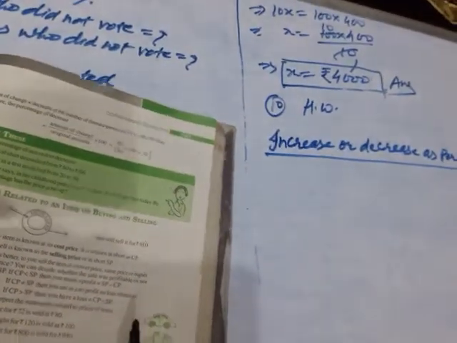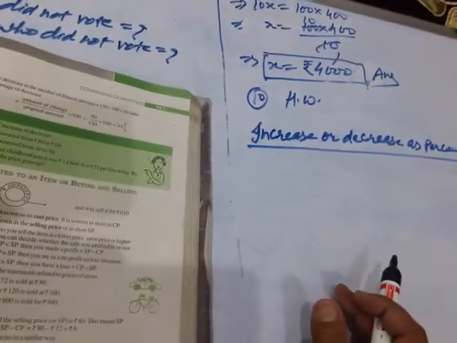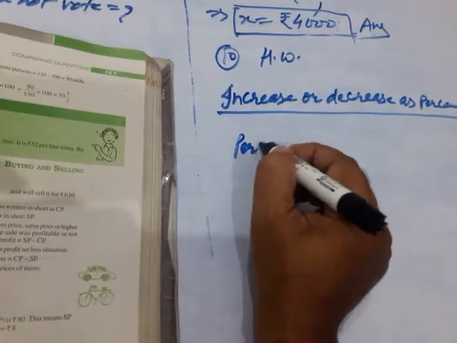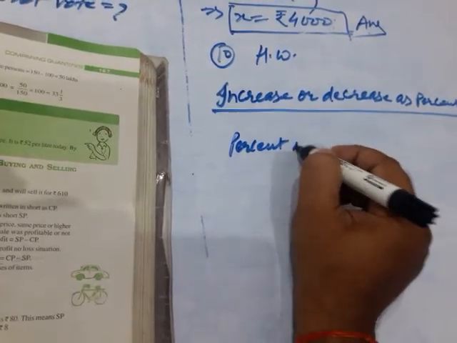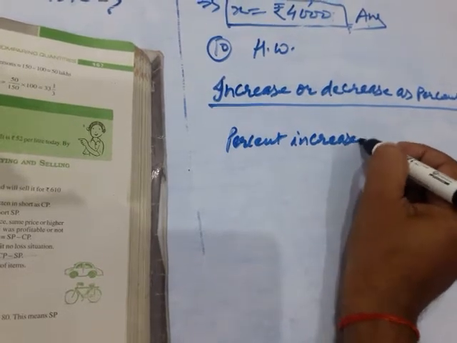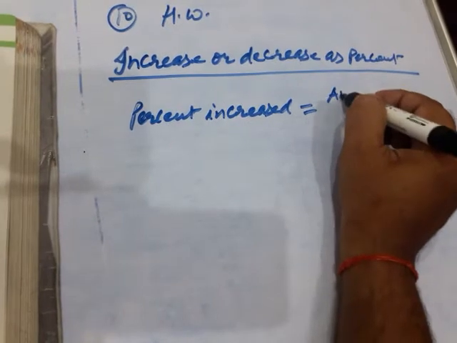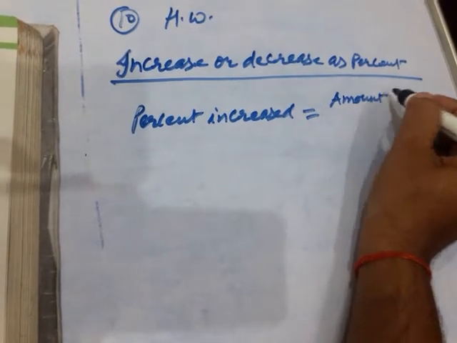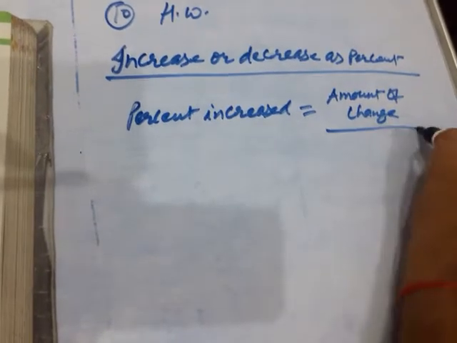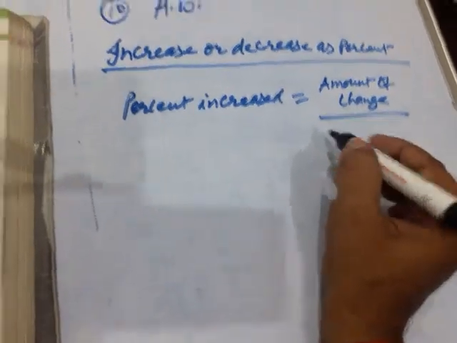What amount is increased or decreased from the original? That has to be converted into percent. Let us write down the formula. Percent increased equal to amount of change upon original amount or base.